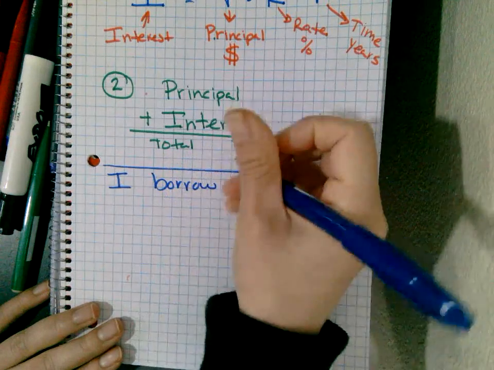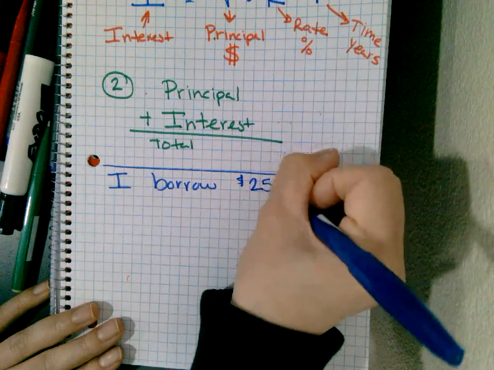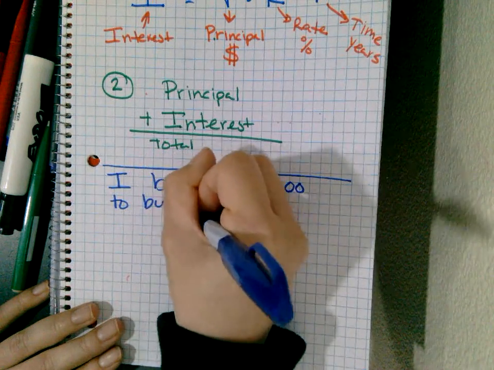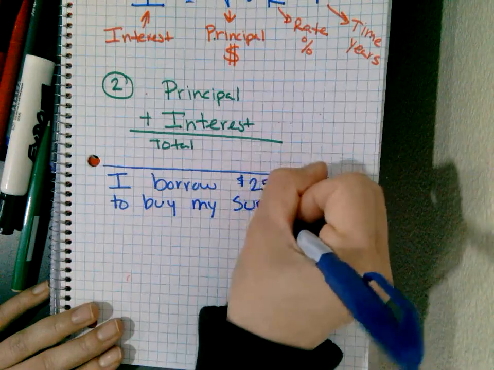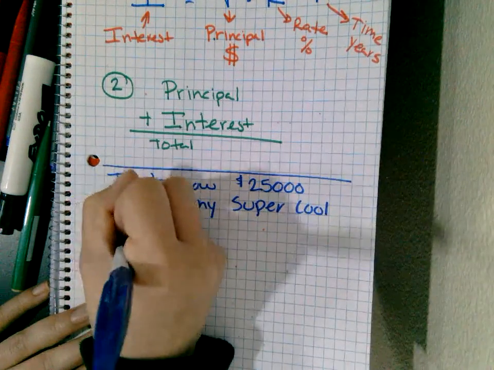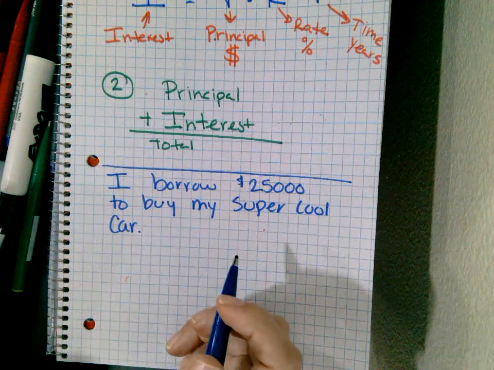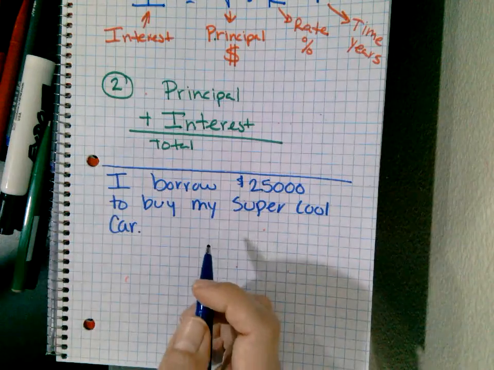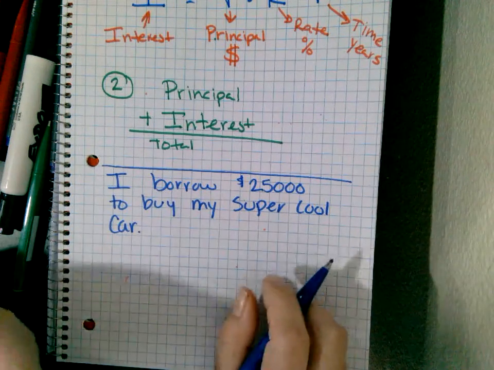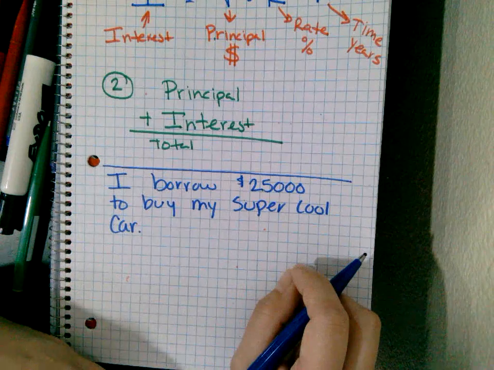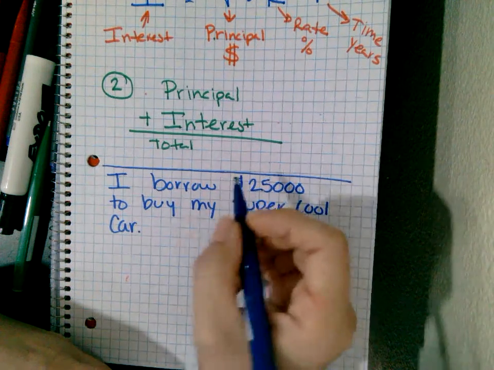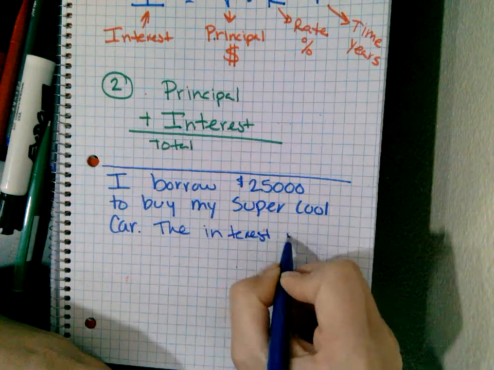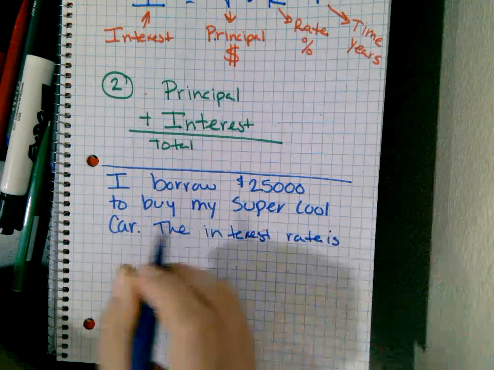Okay. Let's say I borrow $25,000 from the bank to buy my super cool car. Okay? I don't have $25,000 cash. So I'm going to borrow the money from the bank. And the bank goes like, "Yeah, sure. Here, Ms. Lamelli. Here's a check for $25,000." Aw, you guys are so nice to me. But they're going to charge you an interest. The interest rate is 3%.